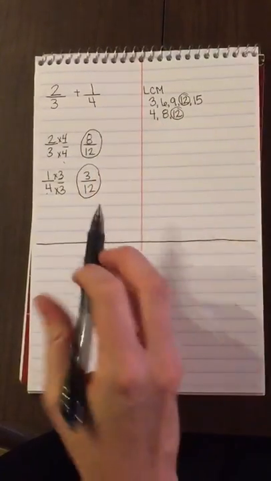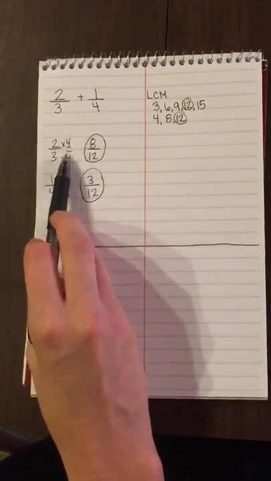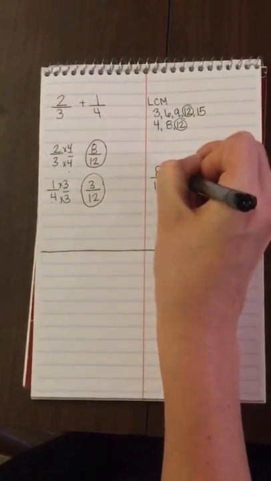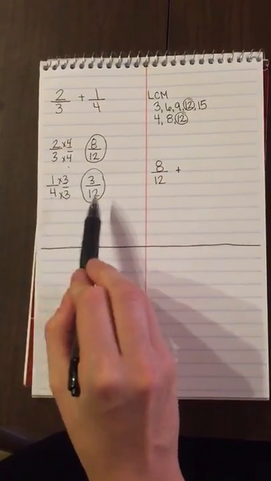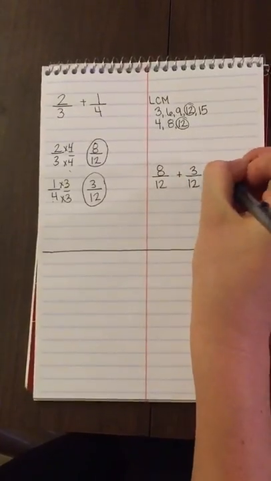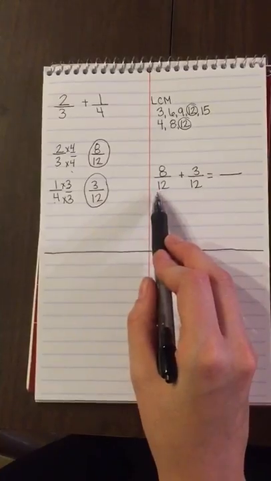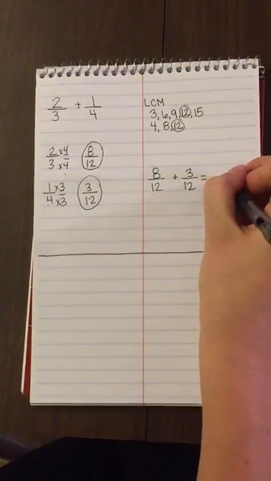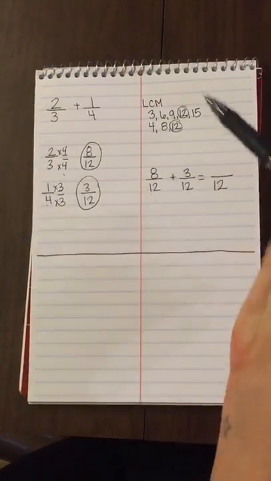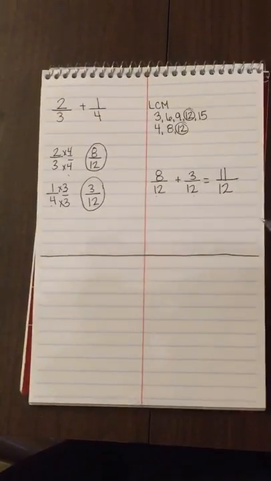So now I can rewrite it from the problem up above. So 2/3, which is equivalent to 8/12, plus 1/4, which is equivalent to 3/12. And now I have common denominators, so I can add. So when I add like fractions, the denominator just comes across, and then I just add my numerators. So 8 plus 3 equals 11. So 11/12 is my final answer.